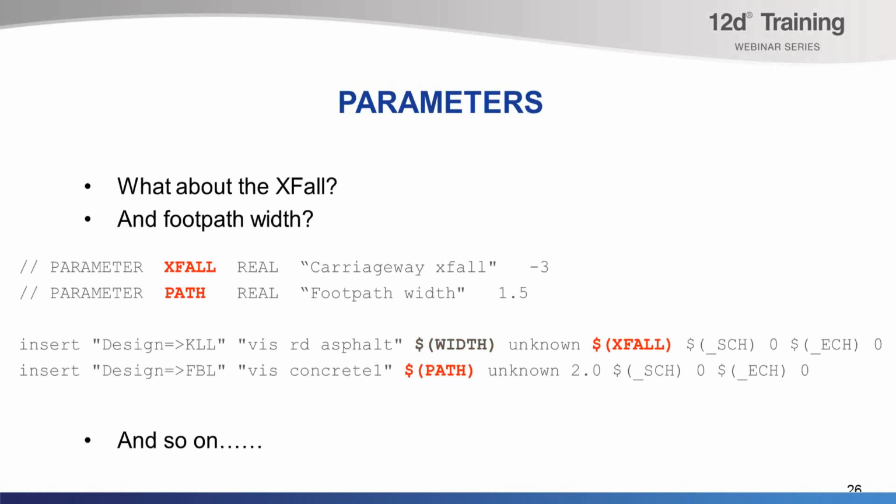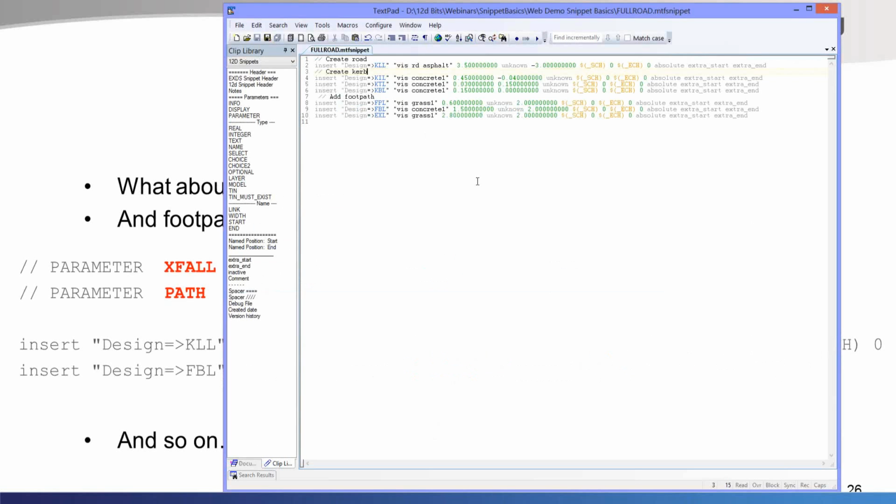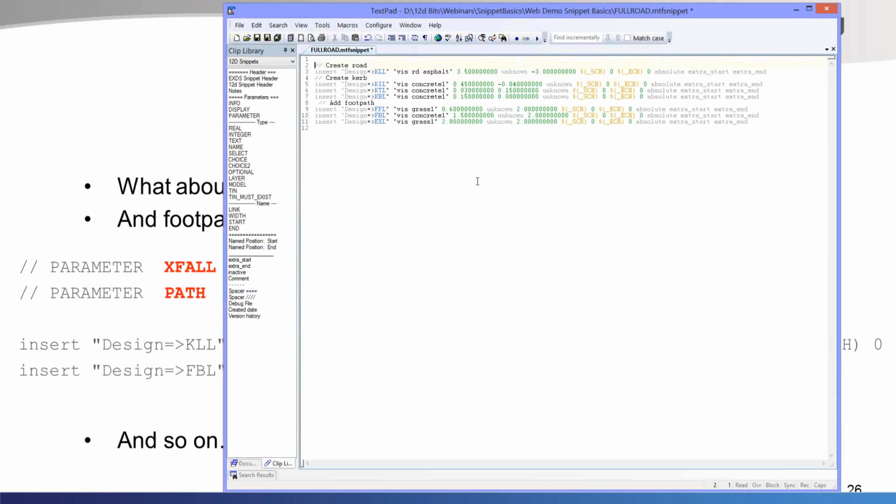Other ones will do as well. What about the crossfall of the road? Generally you might have -3, but if you're living in Queensland, sometimes they do things a little bit odd. You might have -2 or -4, something like that. Same with our footpath. We might not want the footpath to be 1.5 meters. We might want to change that on the fly, and so on. So let's go back to our snippet.